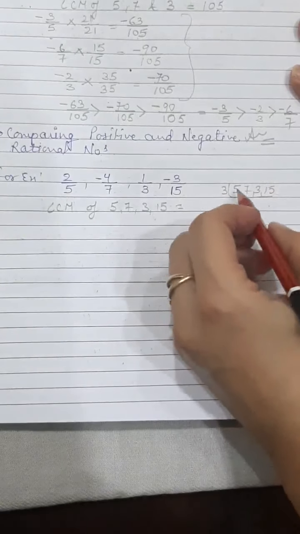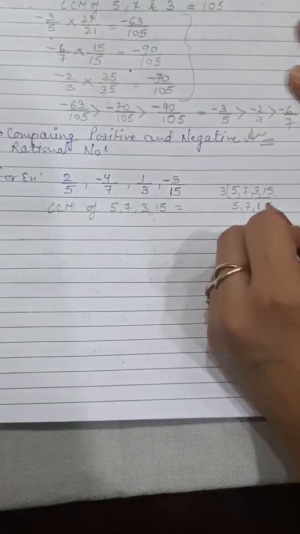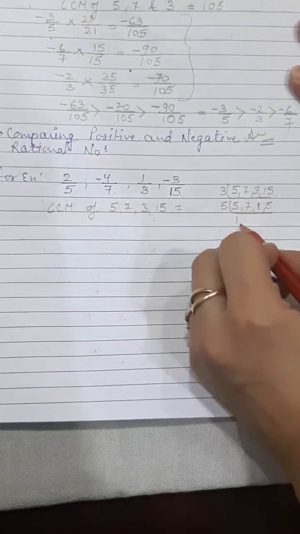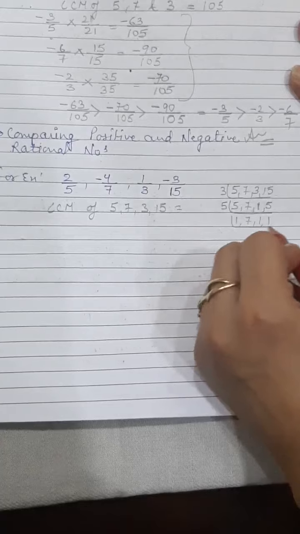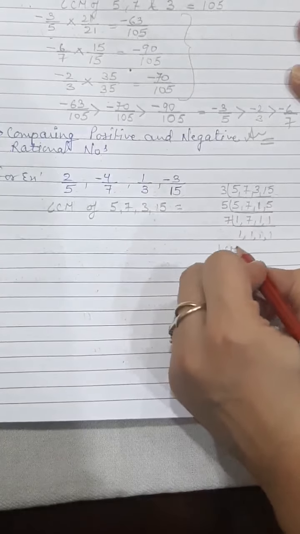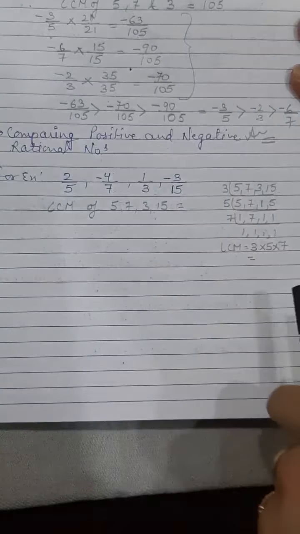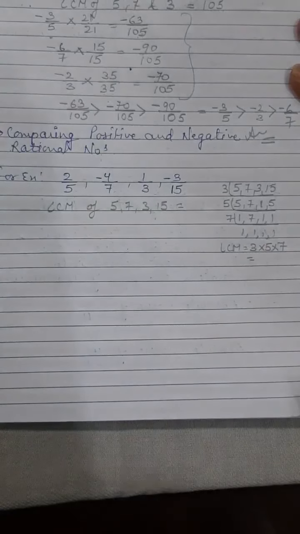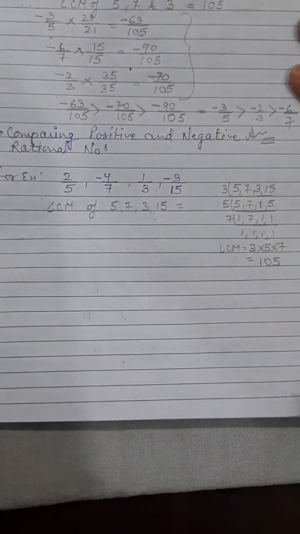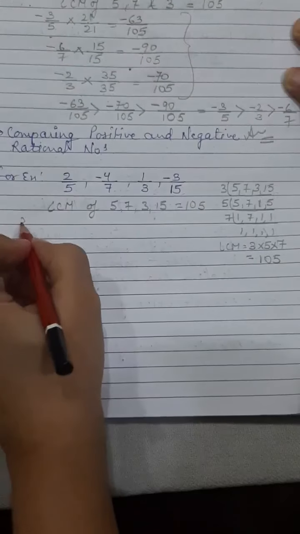So first you have to divide by 3: 5, 7, 3, 15 gives 5, 7, 1, 5. Then divide by 5: 1, 7, 1, 1. Then 7. Then the LCM will be 3 into 5 into 7. Right? So 3 5s are 15 and 15 7s are 105. Now you have to make the denominator 105.